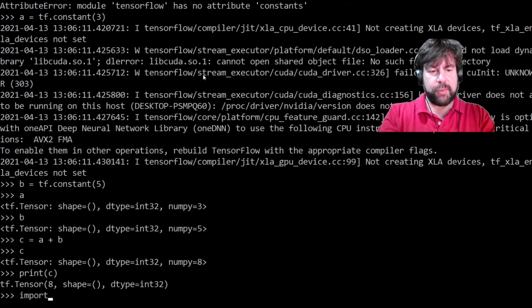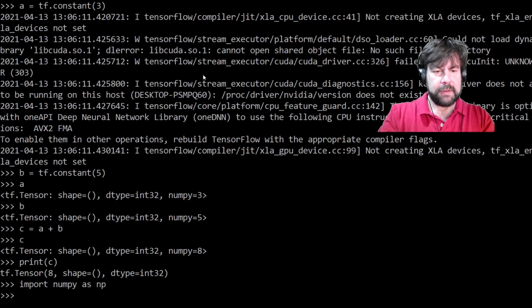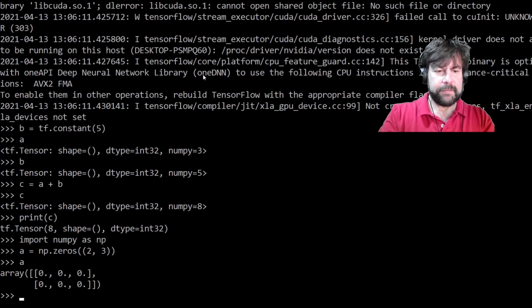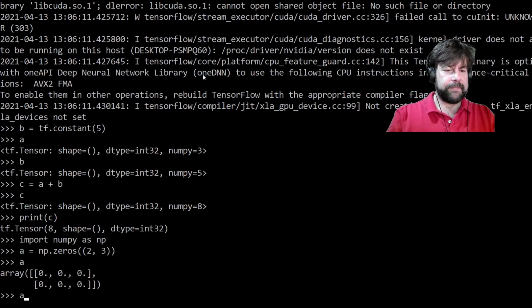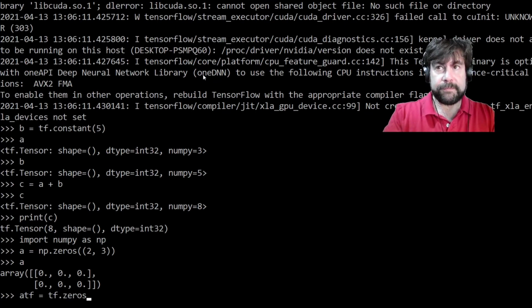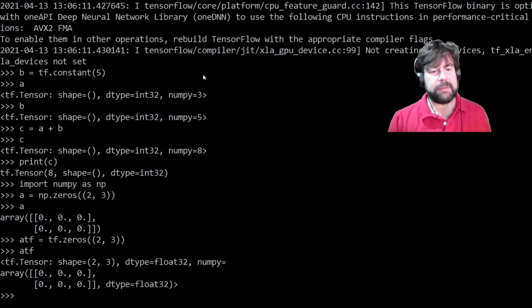so if we want to come in here, we can say import. I think I have NumPy installed. Yeah, right. We can set up an array of zeros. A equals np dot zeros, and I'm going to say 2, 3 because otherwise you can't actually tell. Right. That gives us 2 rows and 3 columns, or we can do ATF equals TF dot zeros. 2, 3, and that gives us, well, there you go, the same thing, right?